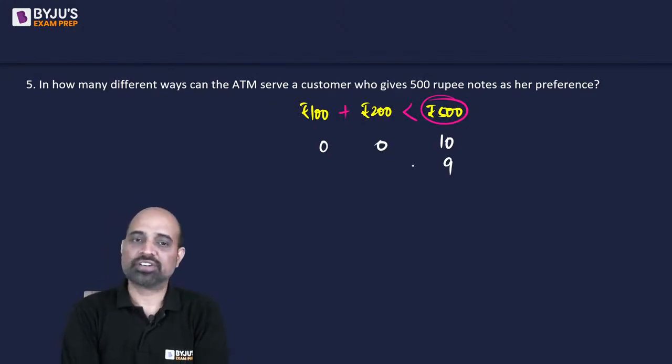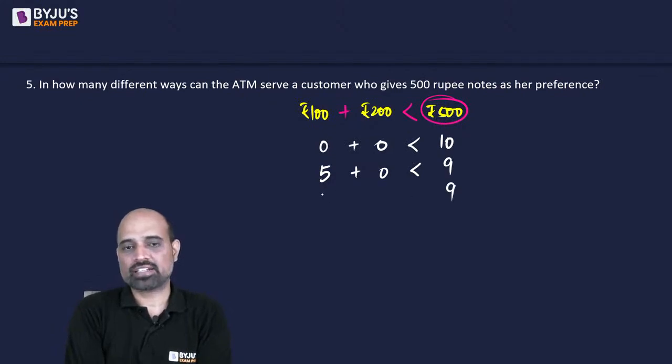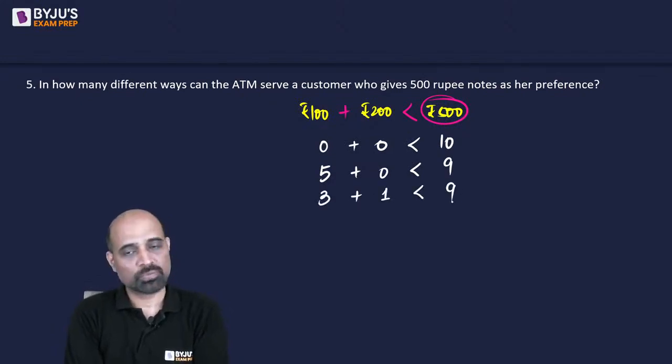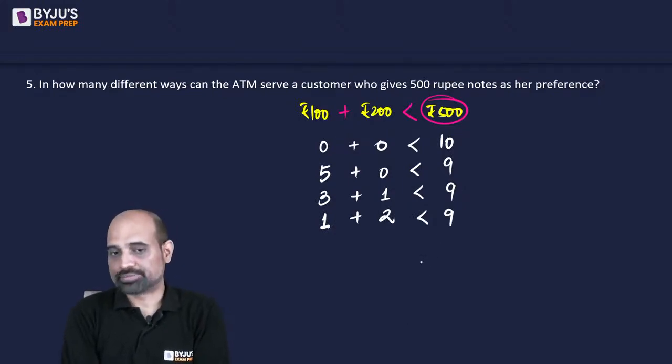I need 500. So 500 I can get from only 5 notes of 100 rupees and nothing from 200, right? So this is one. Or I can get 3 notes of 100 and 1 note of 200. This will also make sense. Or I can get 1 note of 100 and 2 notes of 200. That is also 500. So 4 cases right now.